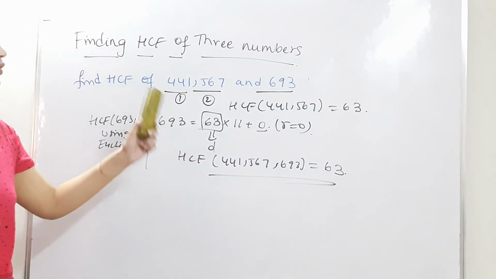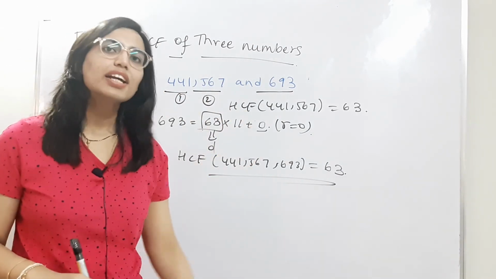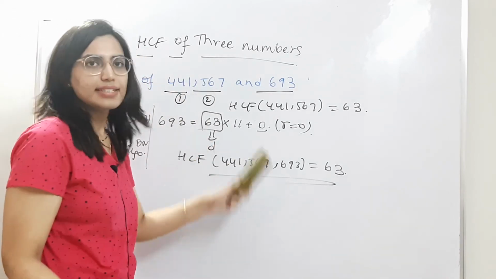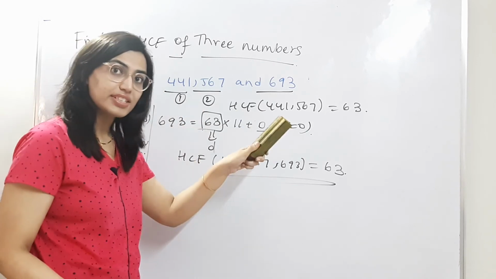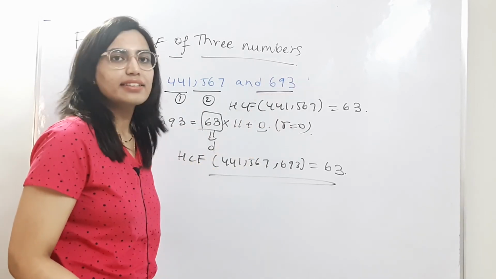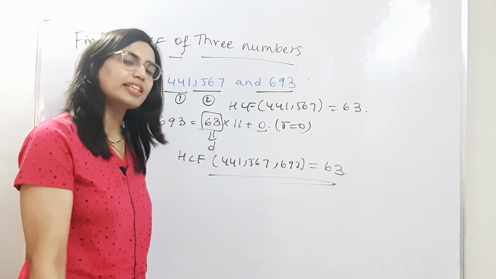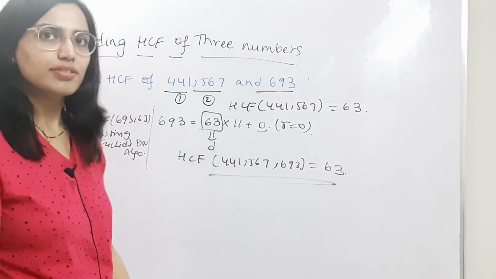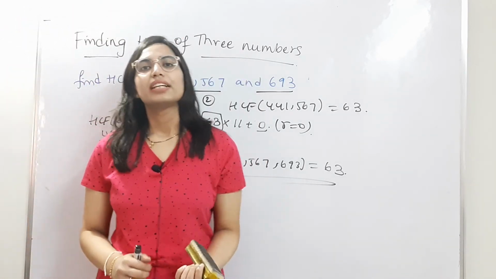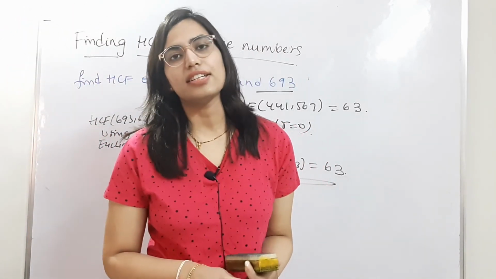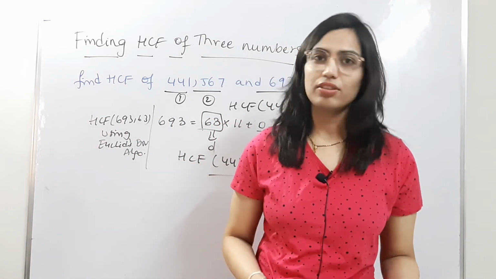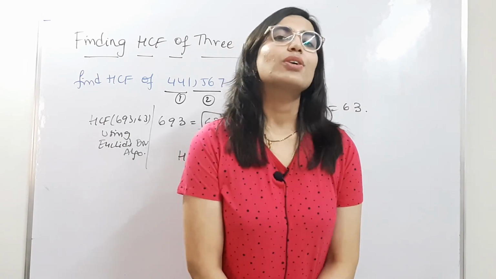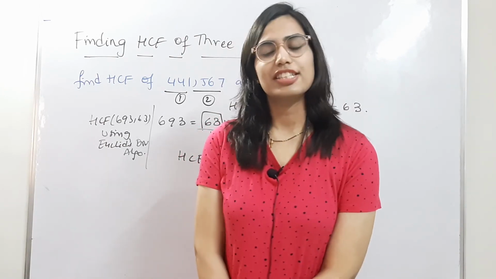This is how you find the HCF of three numbers using Euclid's division algorithm. First you pick two numbers of your choice, find the HCF, and then take that result HCF and the remaining number, combine those two and find the HCF using Euclid's division algorithm. You will get this as the answer. Okay, so this is how you apply Euclid's division algorithm to find the HCF of three numbers, and also we have seen the HCF of two numbers in detail in this video. So I hope you understood the concept of Euclid's division algorithm.